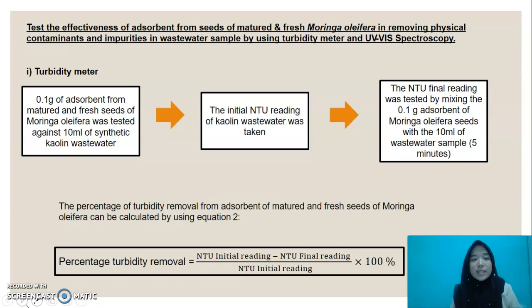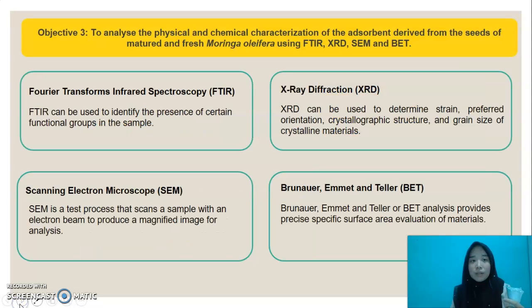To test the effectiveness, I took 0.1 gram of the matured and fresh seeds and tested them in 10 milliliters of the kaolin wastewater. Then I took the initial NTU reading and the final NTU reading for the experiment at 5-minute time intervals, and then I calculated the average of the readings. This is the equation for percentage turbidity removal. This is to analyze the physical and chemical characterization, for which I use FTIR, XRD, SEM, and also BET.